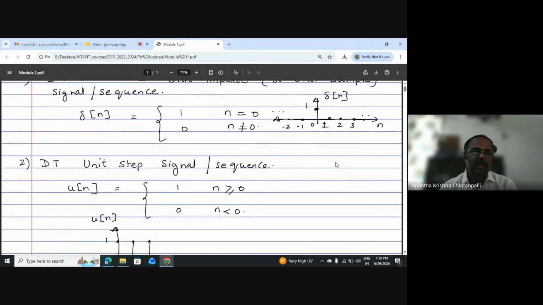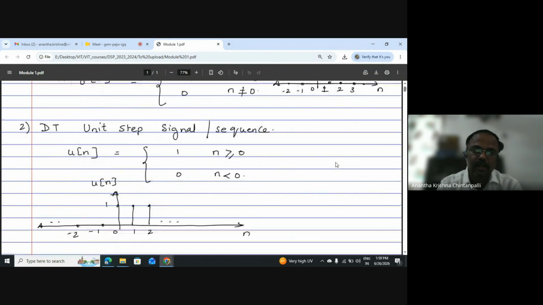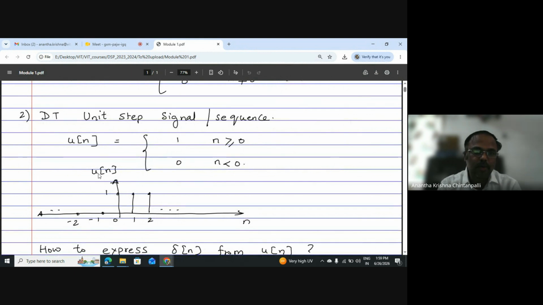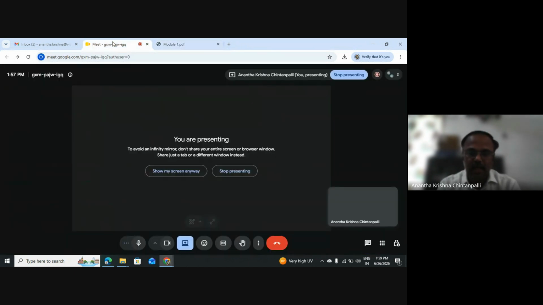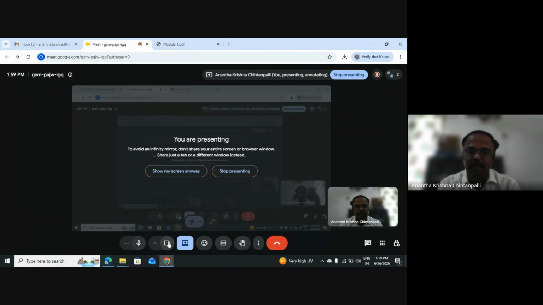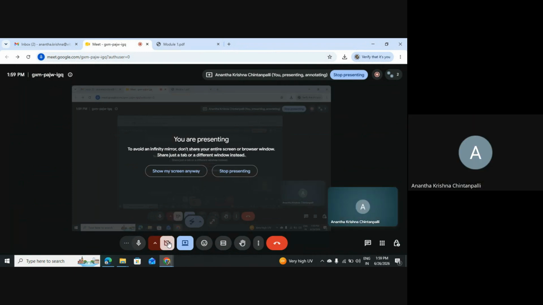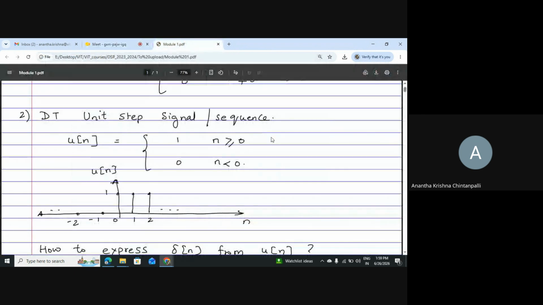The second one is a discrete time unit step sequence or a signal. So u of n is 1 when n is greater than or equal to 0. For n less than 0, the value is going to be 0. So in other words, u of n is there. So at n greater than or equal to 0, the value is going to be 1. For n less than 0, the value is going to be 0. Just to save the bandwidth, I'm going to switch off my video. So this is how the u of n is defined.